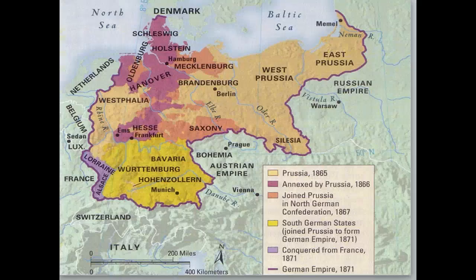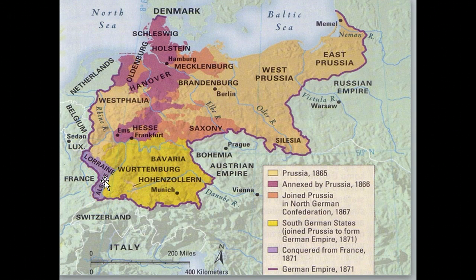So if you look at the map, you can see how we started with Prussia, all of that gold color, and then we're adding the purple, the Hanover, then the Schleswig and Holstein and Hesse, and then we add the pinkish Mecklenburg and Saxony, and then we add the bottom South German states, which included part of Austria, and then we're going to add Alsace and Lorraine.